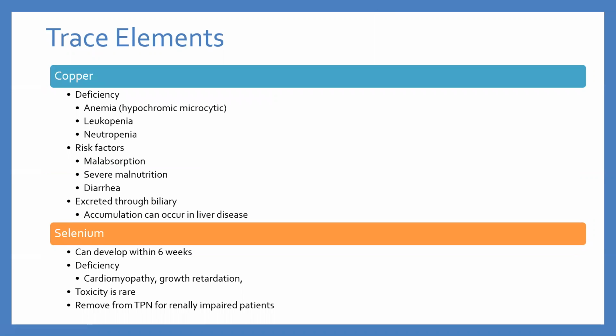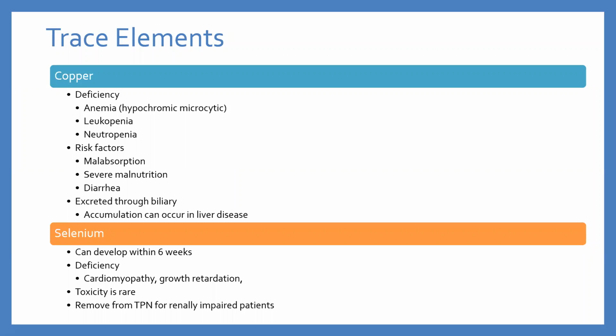Next, you have your copper. Deficiency in copper can lead to anemia, leukopenia, and neutropenia. Risk factors include malabsorption, severe malnutrition, and diarrhea. Copper is also another trace element where we are concerned with accumulation that can occur within liver disease. And then selenium is our last one.